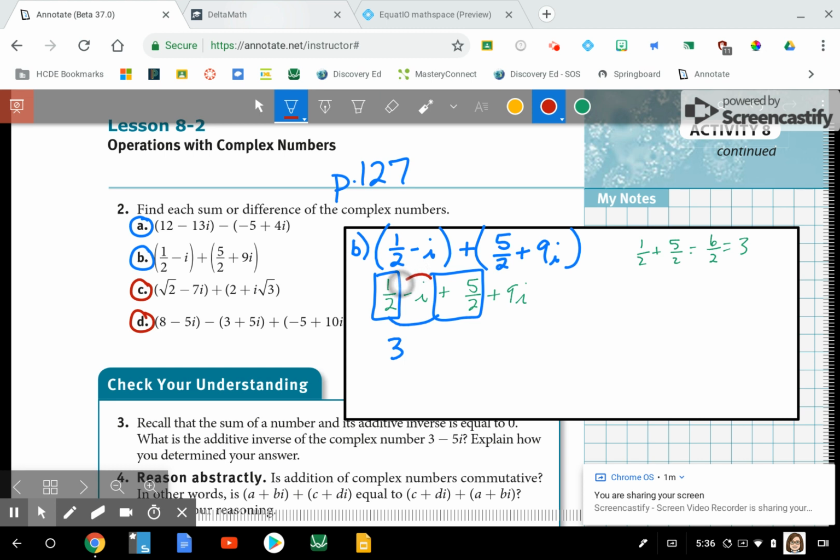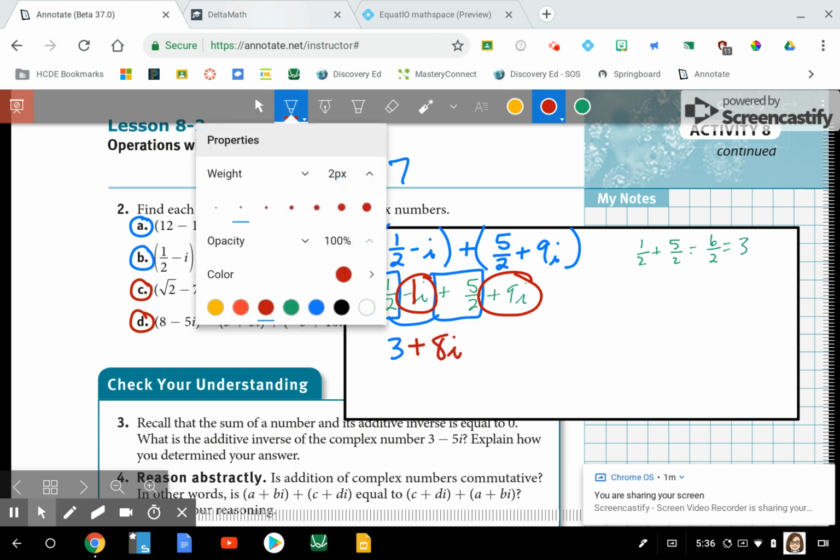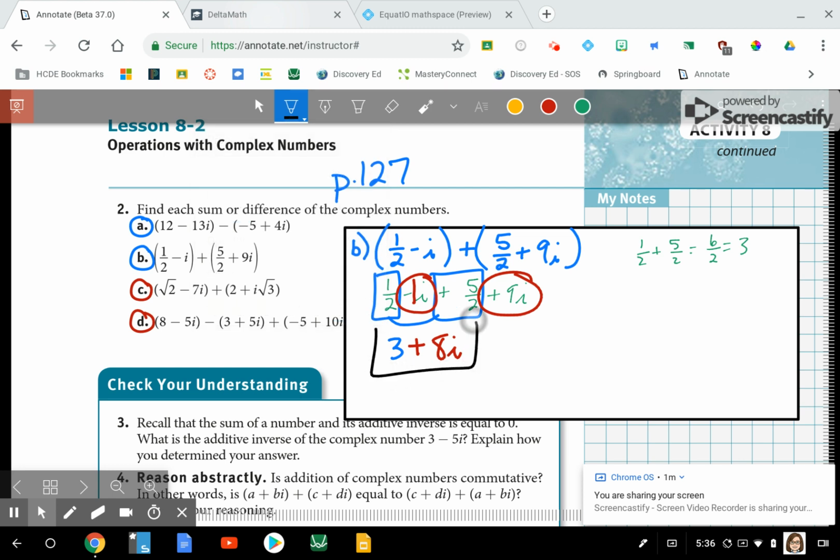So now let's look at the imaginary. So this is negative 1i. If it helps, put that 1 right there. Plus a 9i. So this is negative 1 plus 9. Negative 1 plus 9 is a positive 8. So we put plus 8i. That's our final. We're done.